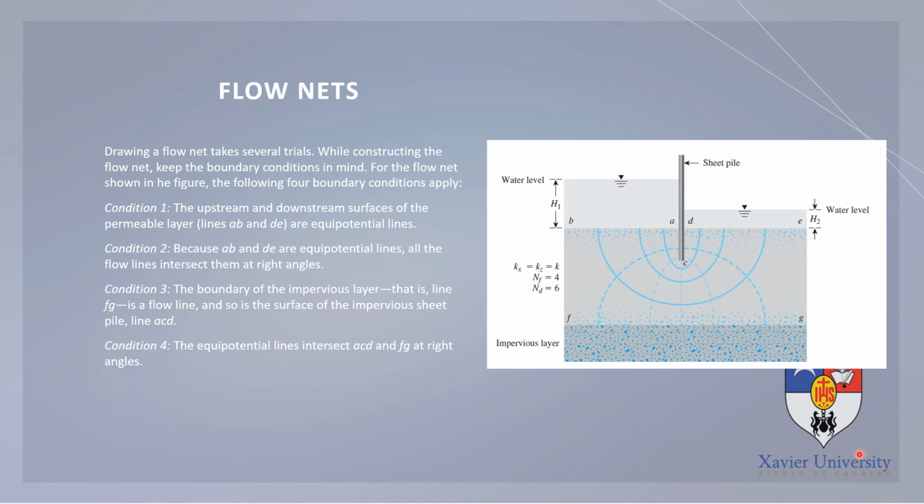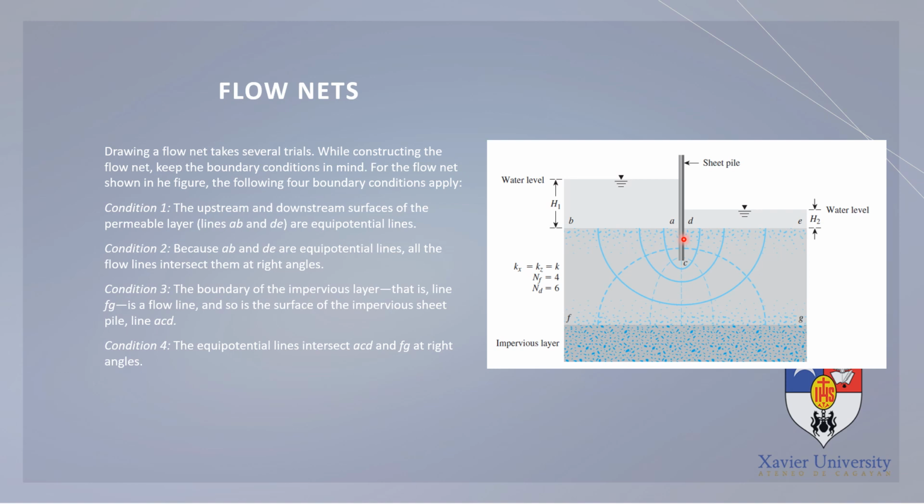So condition number 3, the boundary of the impervious layer, that is line FG, this one, is a flow line, and so is the surface of the impervious sheet pile, line ACD. So apil na siya sa ihap sa atong flow line ang kining ACD, and then apil pod ni siya ang kating FG. So you have this flow line, flow line, and flow line.